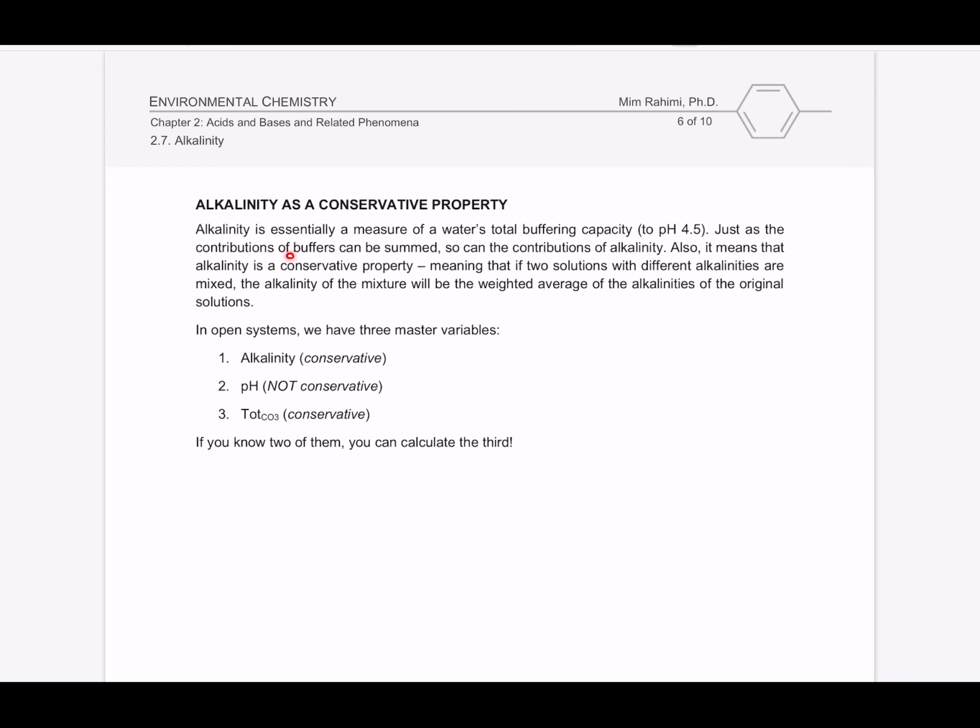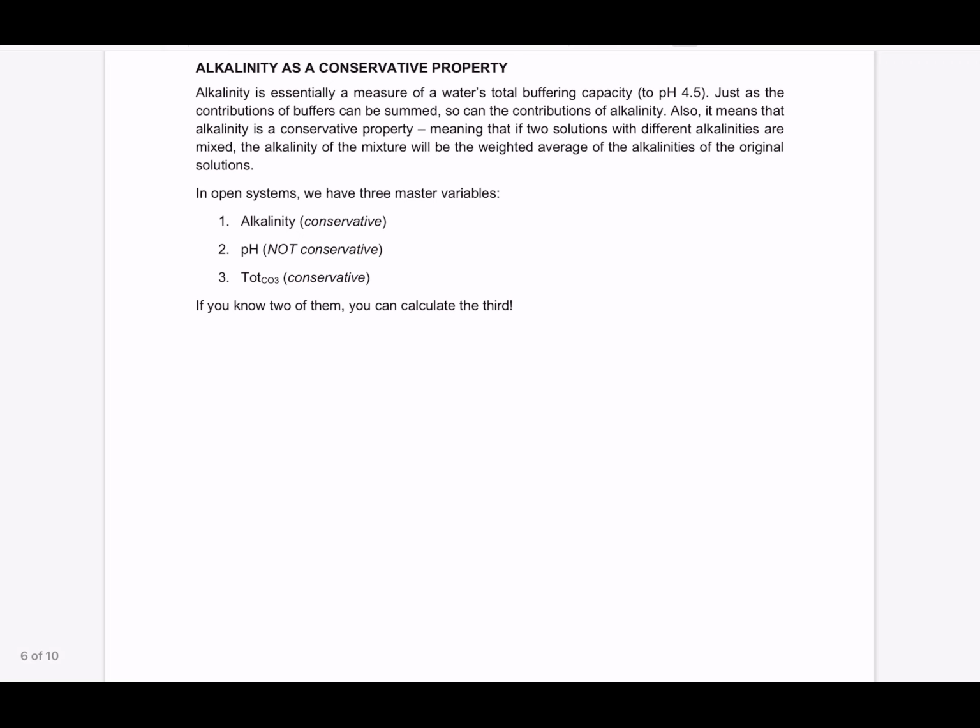So we saw that contributions of buffer can be combined together. So in the previous lecture, water plus weak acid was the total. It can be the case also for alkalinity. So alkalinity of a mixture is basically a weighted average of the two. So that's how it works. As you saw in the alkalinity equation, you had alkalinity, you had pH, and you had total. pH was H plus and OH minus, obviously, and the total.